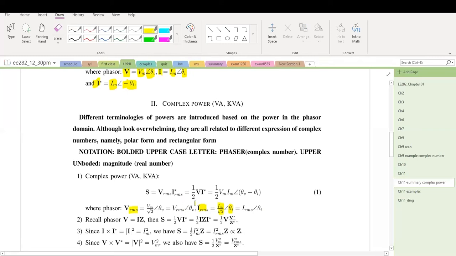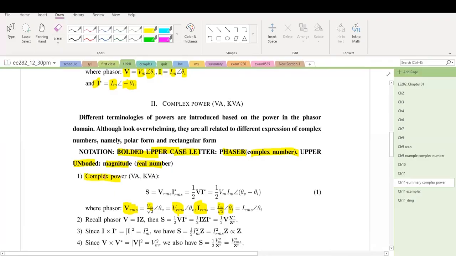So pay attention to the notation here. The bolded upper letter is a phasor, a complex number. This is bolded, and this bolded is a complex number. An uppercase unbolded, normally that's the magnitude, that's a real number. This is uppercase, but not bolded, this is a magnitude. The same thing here. This is a magnitude of RMS values.